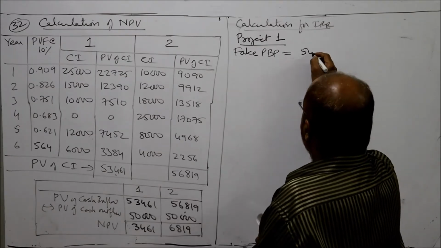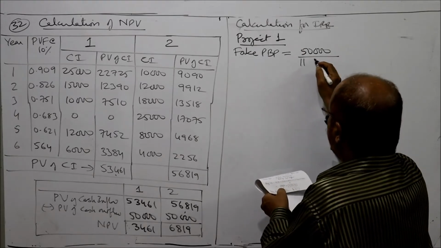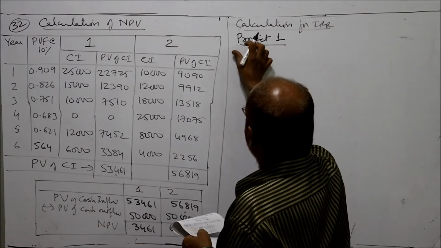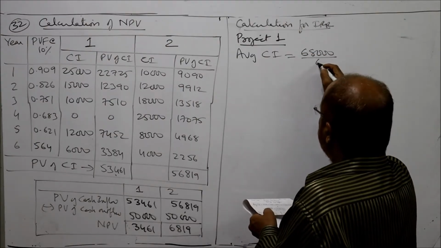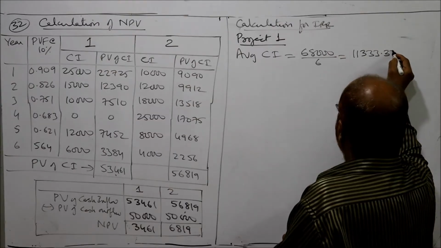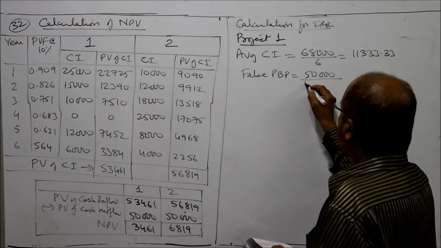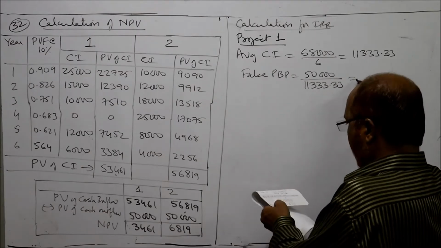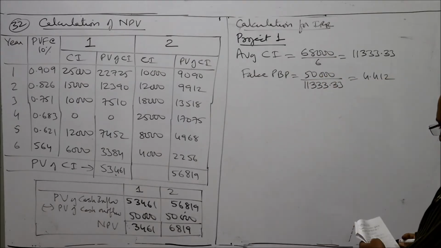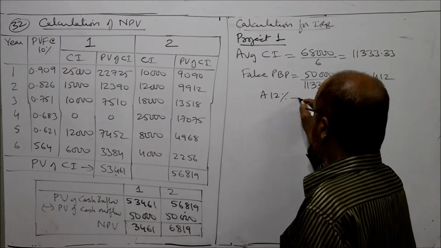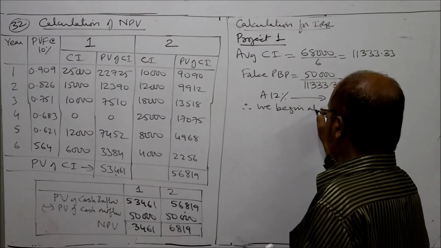Fake PBP: initial investment is 50,000 and the average cash inflow is 11,000. Better we calculate first the average cash inflow. Instead of fake PBP, we calculate average cash inflow. So total cash inflow are 68,000 divided by 6, 11,333.33. Then fake PBP is equal to 50,000 divided by 11,333.33, which is 4.412. Now we have to locate 4.412 in the table. So at 12%, 4.111. Therefore, we begin at 12%.